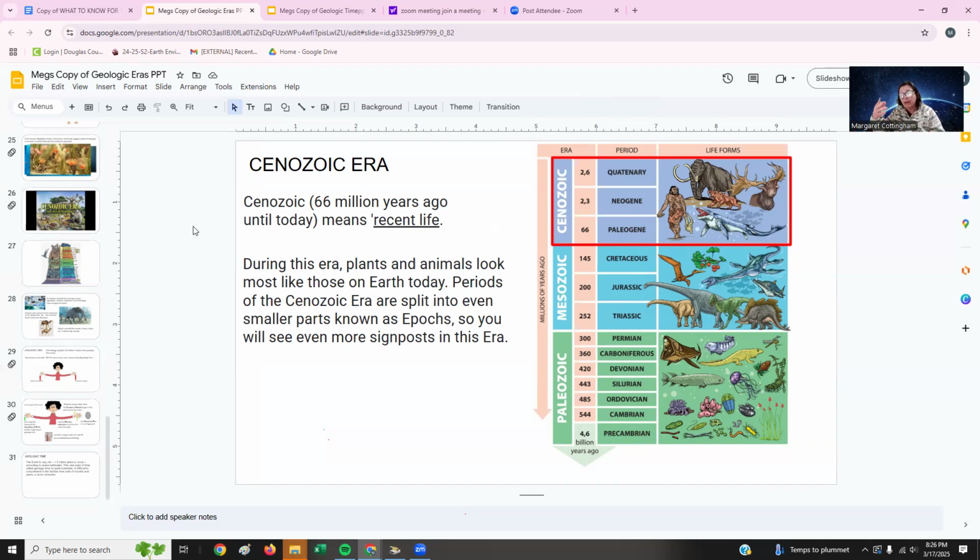But you'll be asked to think, why did things change during these different eras? What impact did humans have on different things? When humans came around, we started hunting. We were now a new threat to the animals.